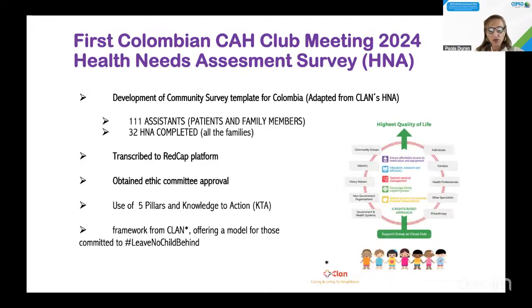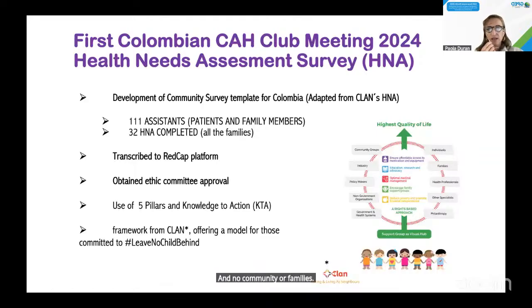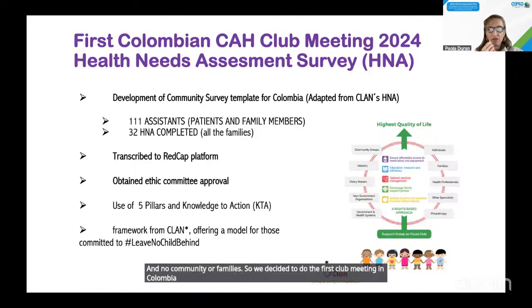So now we wanted to see what was the perception of the families, and there were no peer support groups in Colombia at that time for the families living with CAH, and no community of families. So we decided to do the first club meeting in Colombia using the 5 pillars and knowledge to action of CLAN.